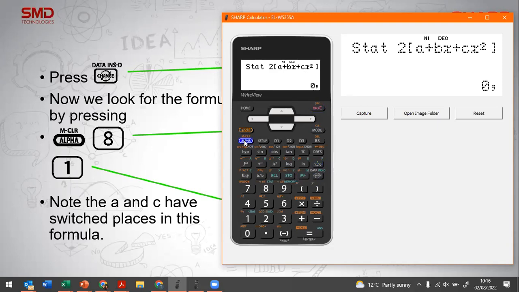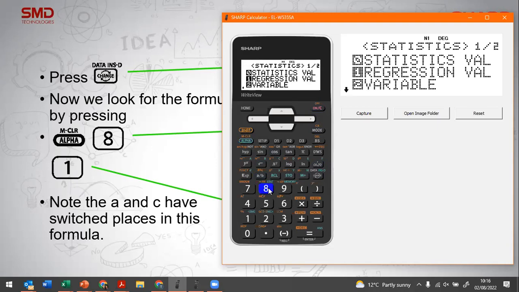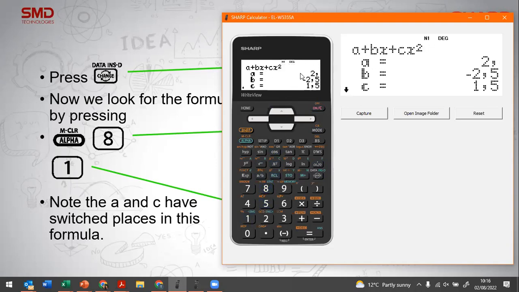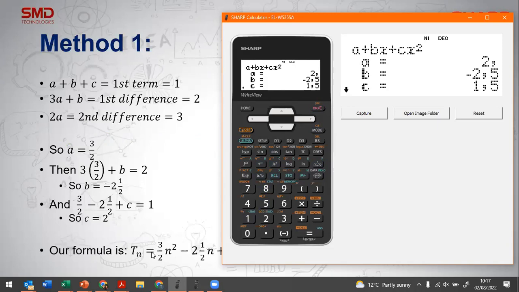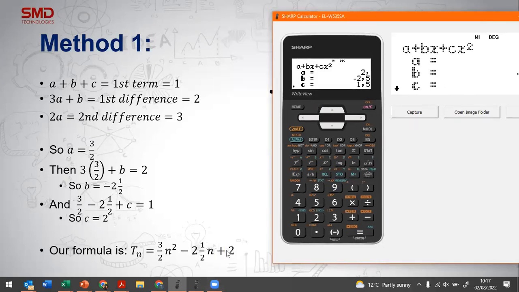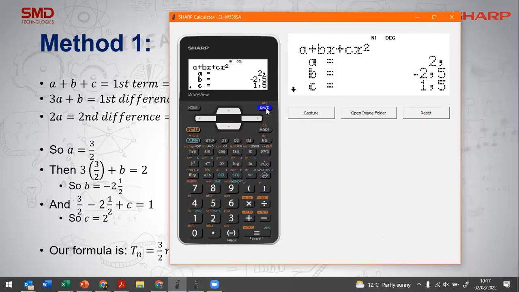Now we need to find the formula, so we press alpha and 8, and this time we're going to press 1 for regression value. And here you'll see it's given you your value of a as 2, and b is -2.5, and your c, or the coefficient of x squared, is 1.5. Now if I go look at what we found, I can see the coefficient is 1.5 of n squared, -2.5 for b, and my a value is 2, which we found there as well. So you can see it's quite a nice checking mechanism.